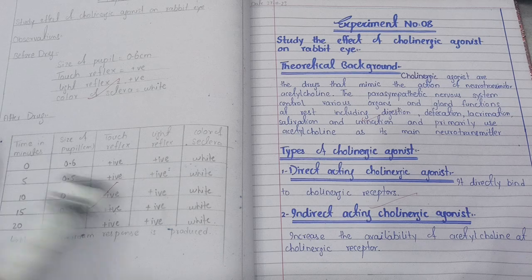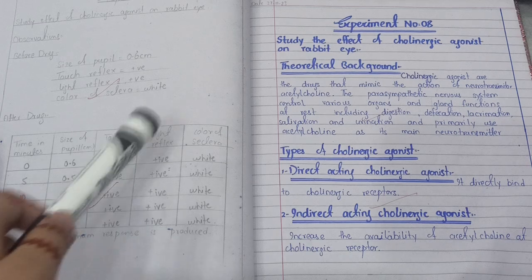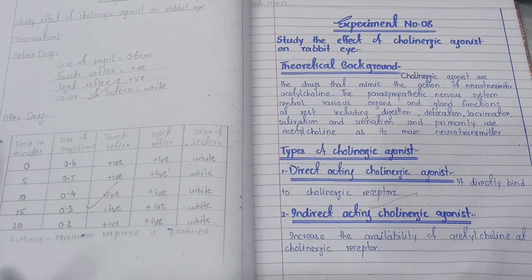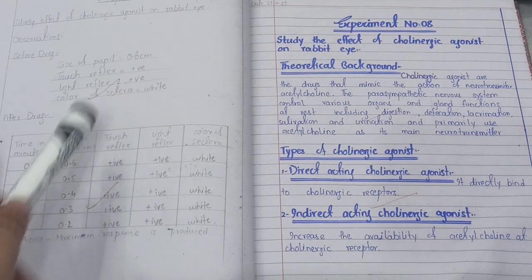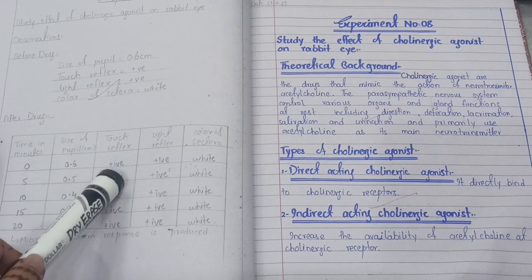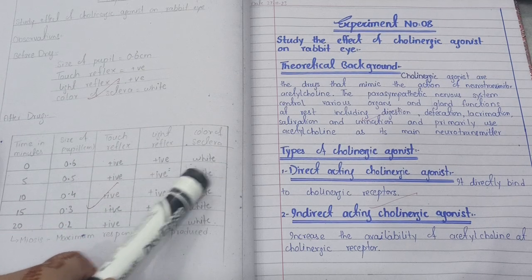So you have to make a table on it as I have made. You will have to write the time, the size of the pupil, the touch reflex, light reflex, and the color of the sclera. Like I have noted the time 0: at the 0 time the pupil size is 0.6, touch reflex is positive, light reflex is positive, and the color of the sclera is the same, white.